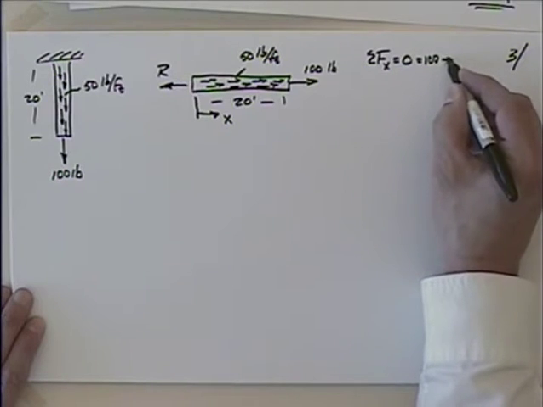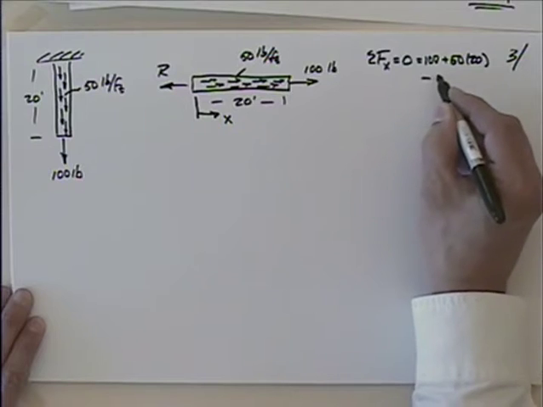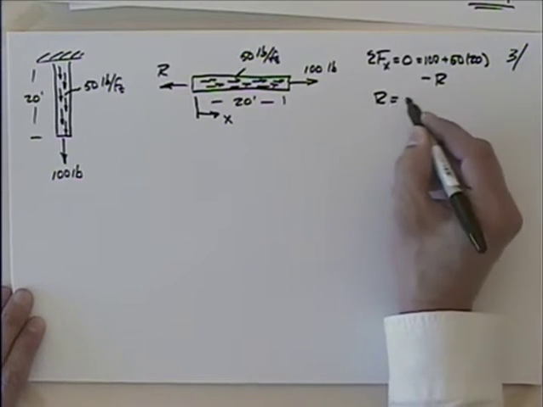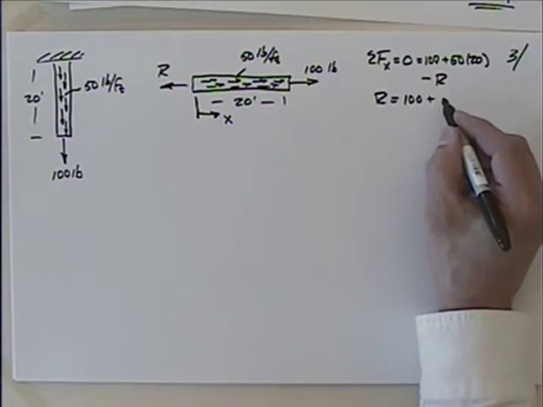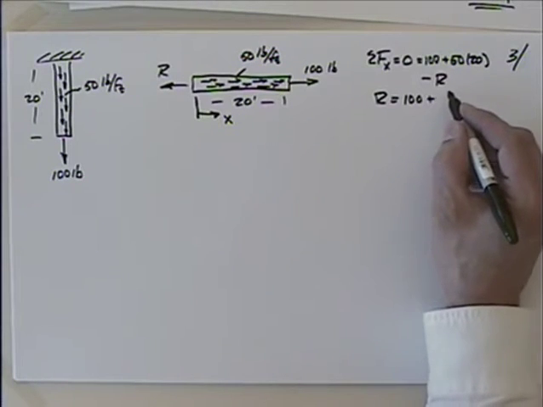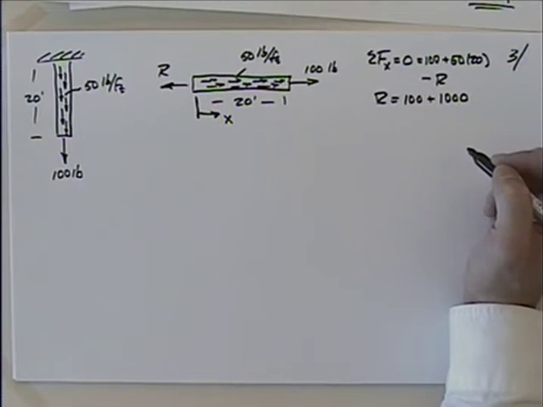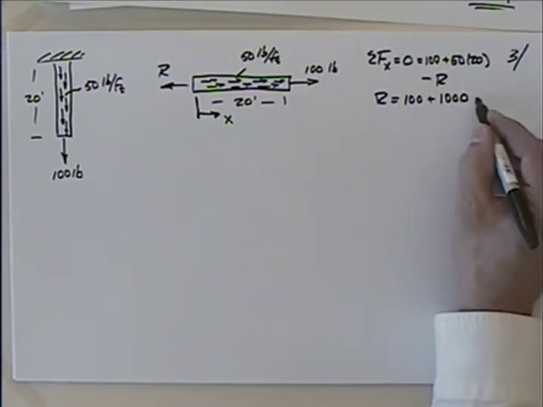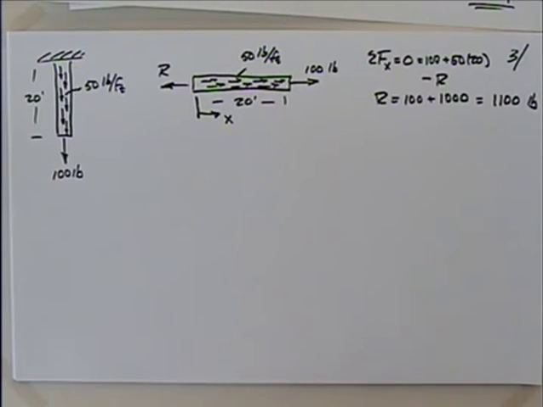100 plus 50 times 20 minus r, right? So r turns out to be 100 plus 50 times 20. What's that, 1,000? Is that right? Okay, so we have 1,100 pounds. That's what that reaction is. So there's step number one.